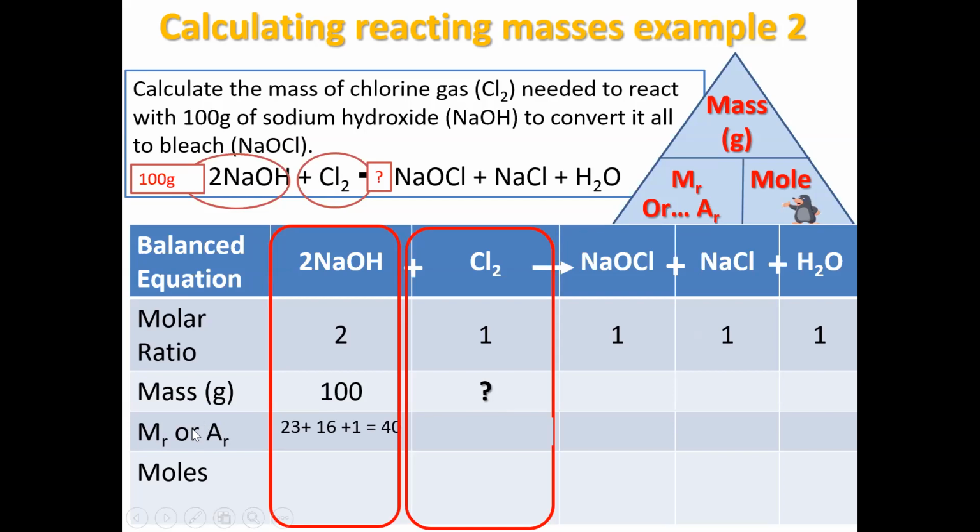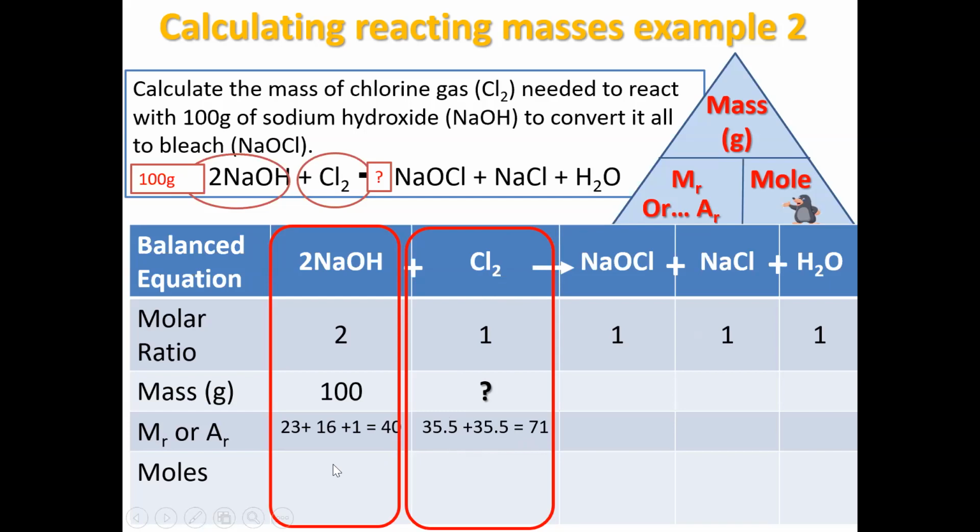So we know that for the Mr of sodium hydroxide, sodium has a relative atomic mass of 23. We take that from the periodic table. Oxygen, 16, and hydrogen, 1. If you add 23, 16, and 1 together, you have a relative formula mass of 40. If we do the same now for chlorine, you can see that a chlorine molecule is composed of 2 chlorine atoms. Each chlorine atom has a relative atomic mass given in the periodic table of 35.5 and 35.5. If you add those two together, then you have a relative formula mass of 71.